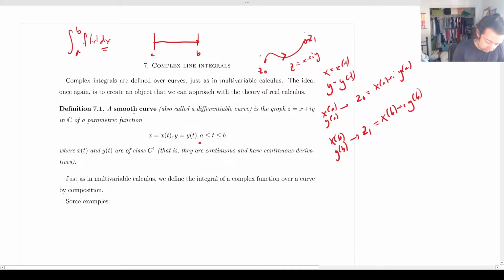So a smooth curve is the graph z equals x plus iy of some parametric function, where the x coordinate is given by x of t and the y coordinate is given by y of t, for some fixed interval of times, a to b. We want the curves not to be jagged or bendy or have weird jump discontinuities. We wouldn't really think of that as a curve.